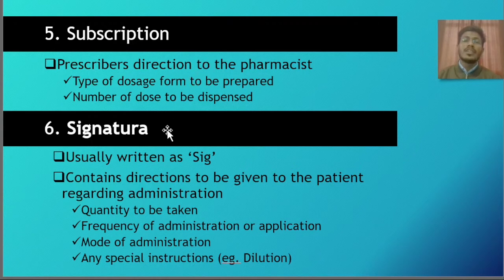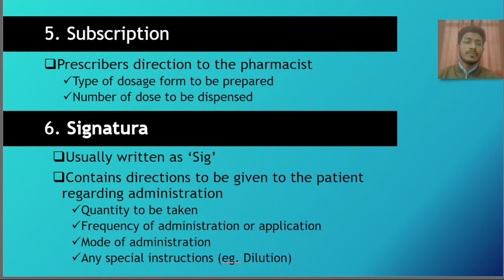This is followed by signatura. Signatura is different from signature, so don't get confused. Signatura is usually written in the short form SIG. It contains directions that should be given to the patient regarding the administration. It generally contains information like quantity to be taken, frequency of administration or application, mode of administration, or any special instructions like dilutions, to be consumed with warm water, or on an empty stomach, how it should be consumed. Whether it should be taken orally, nasally or sublingually, all the information regarding the administration is under the heading signatura, usually indicated by SIG.